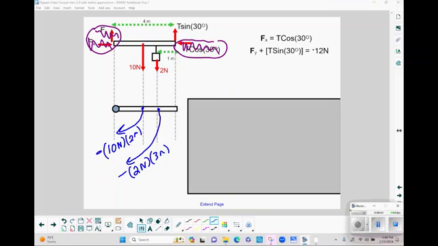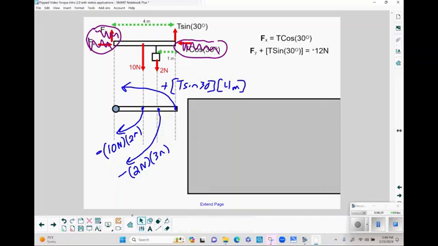The last force I come across that's going to produce a torque is the T sine component of the tension. So I'm going to draw that up and around the pivot in a counterclockwise direction. So this will be a positive torque. The force I'm going to put in is T sine 30, because that is the component that's going to create torque, times the distance of 4 meters.